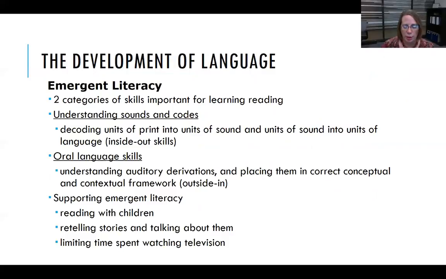Okay, continuing on with our exploration of the development of language, we want to explore this concept of emergent literacy. So there are two categories of skills that are important for learning reading. One is understanding sounds and codes. So decoding units of print into units of sound and units of sound into units of language. So inside out skills. So taking what's in print and then thinking about sound and then sound into language. So it's like an interpretation.